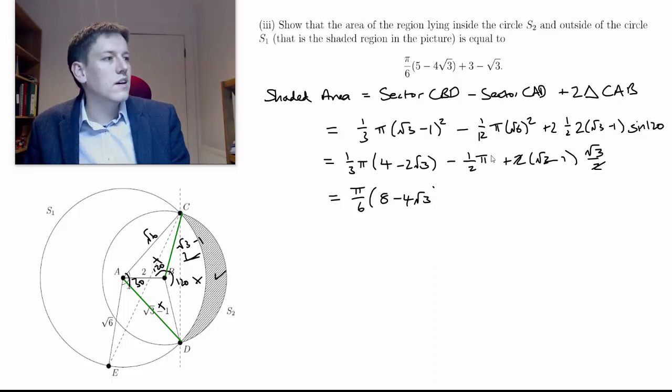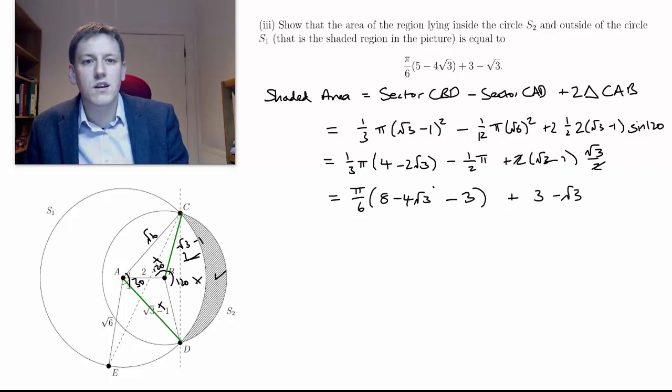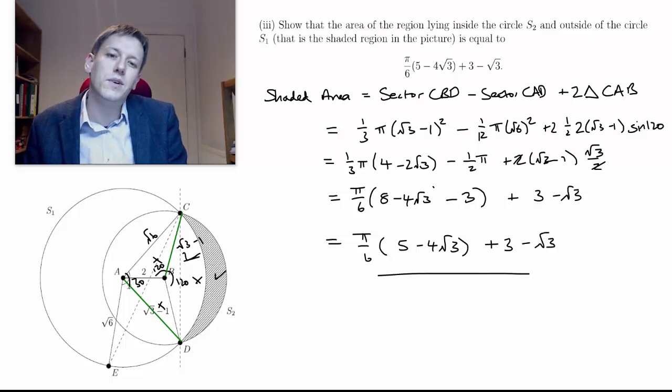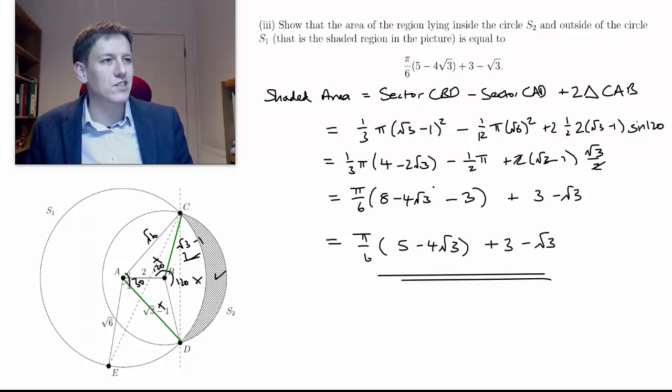Okay, and then a half pi would be pi over 6 times 3. So I would then subtract 3. And then this is just, if I multiply this out, 3 minus root 3. And then we get to where we need to be, because this is pi over 6 times 5 minus 4 root 3 plus 3 minus root 3. So a bit of a complicated looking answer, but if you just try and do this as routinely as you can and plug away at everything very carefully, then the given answer must come out.